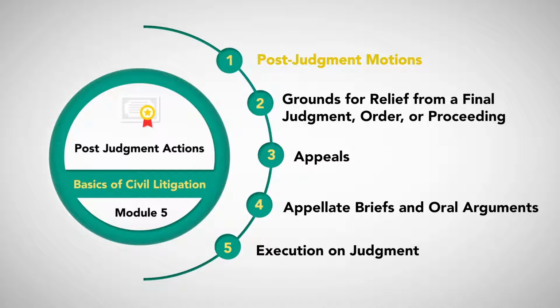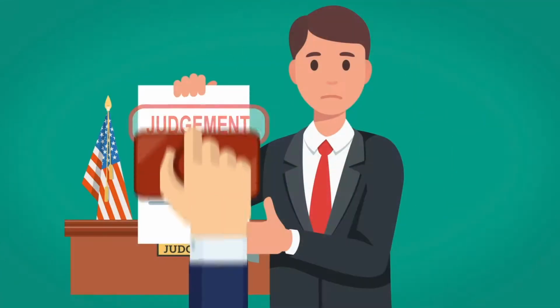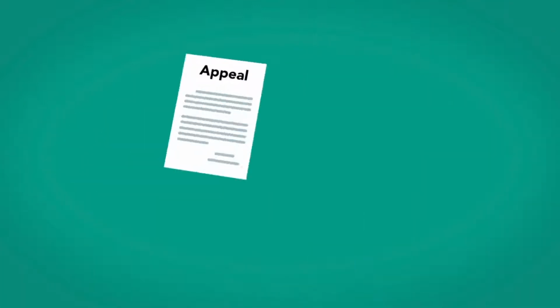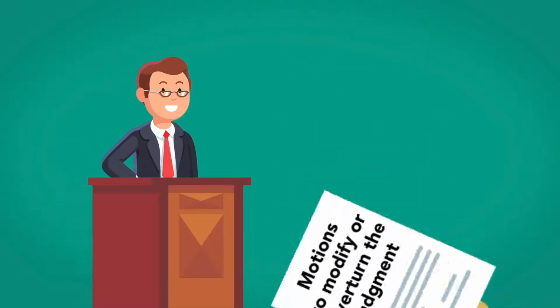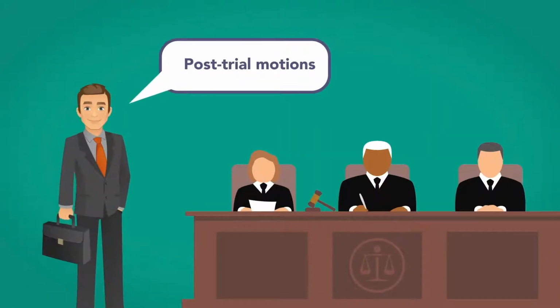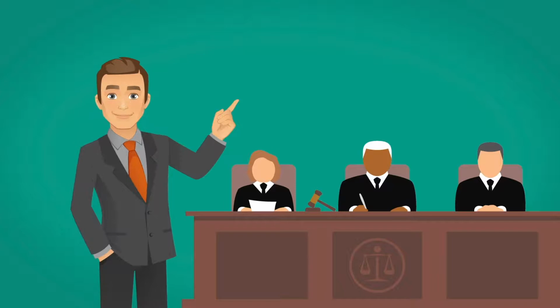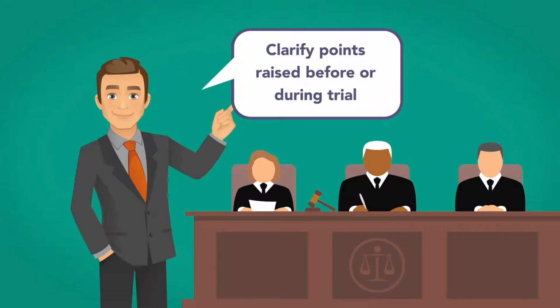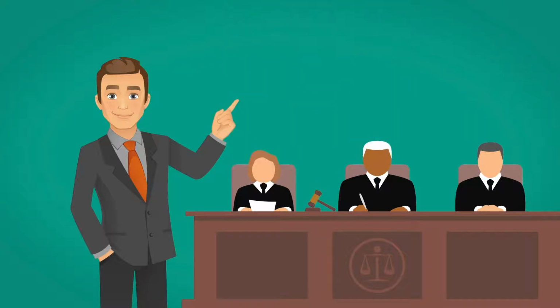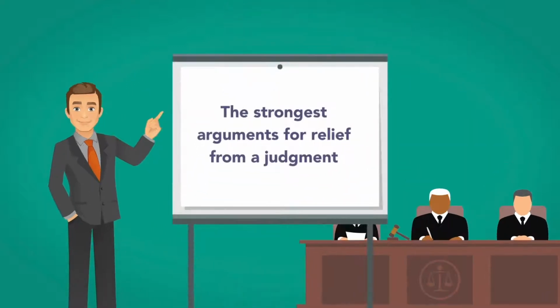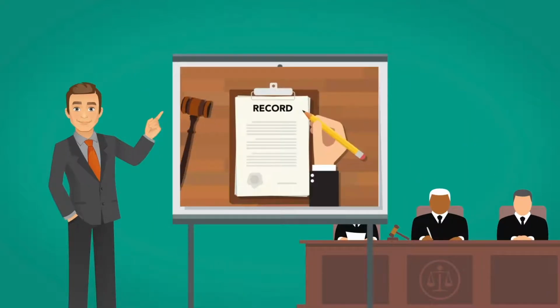Post-judgment motions. Following the court's rendering of judgment and before appeals are filed, parties may file motions to modify or overturn the judgment. These post-trial motions are heard by the trial judge. The moving party may use these motions to clarify points raised before or during trial, expand on arguments previously raised only in passing, fully present the strongest arguments for relief from a judgment, and complete the record for appeal.